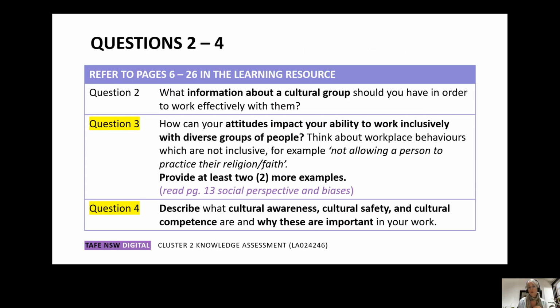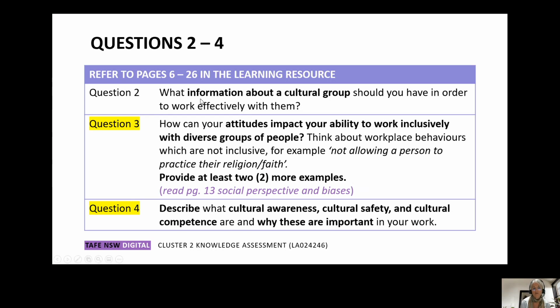Now, as we work through this presentation, I'm going to pay attention to the questions that I've highlighted in yellow because they're the questions that trip students up. Most of the others are pretty straightforward. As you know, we all interpret information differently and we interpret questions differently.